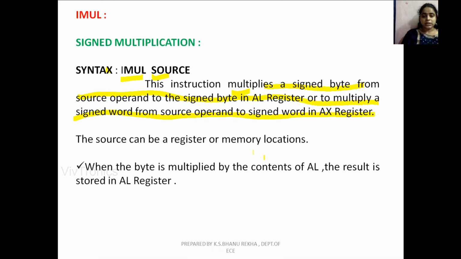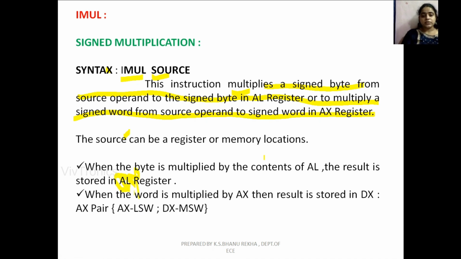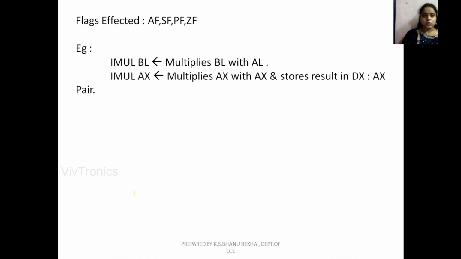Source can be a register or memory location. When a byte is multiplied by the content of AL, the result is stored in AL or else AX register, depending upon the length. When a word is multiplied by AX, the result is stored in the DX AX pair. We know it. And the flags affected, everything is the same. And IMUL BL means the negative number in BL is multiplied with the number in AL.